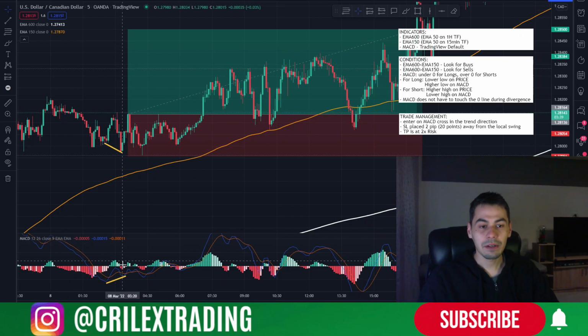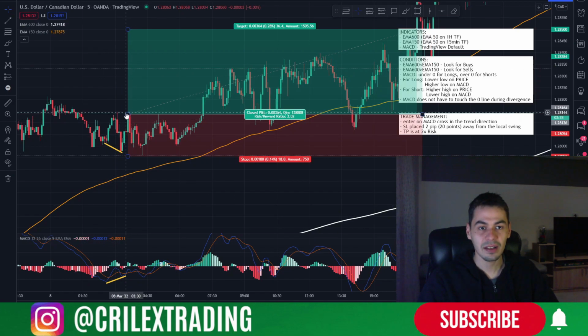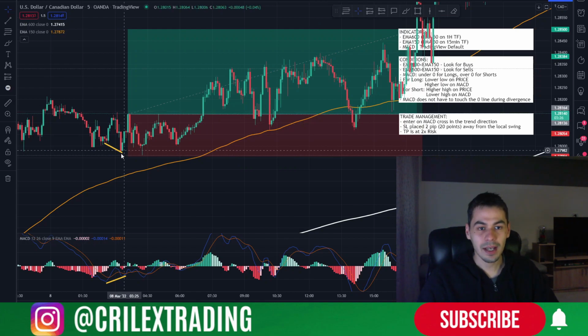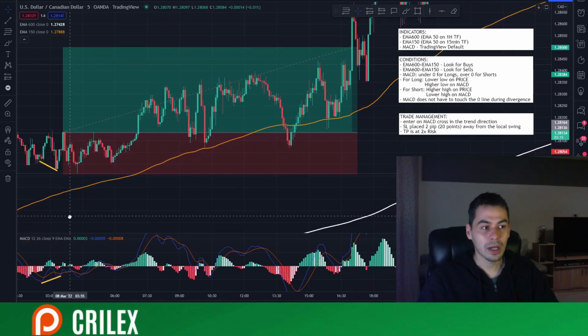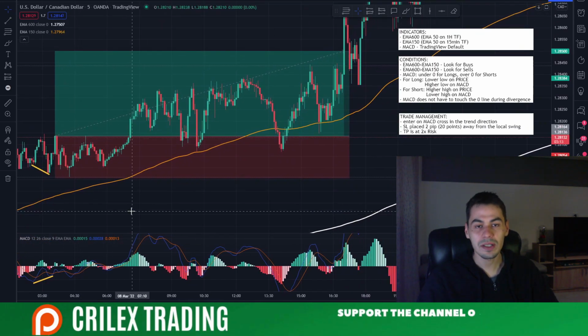So this is a valid bullish divergence. And the final thing we have to check is if the MACD crossed the 0 line while this divergence was formed. So we check that box as well, so we can enter a trade on this candle. Stop loss will be 20 points below this low right here, and the take profit will be set at 2-to-1. And as you can see, this trade was a winner.